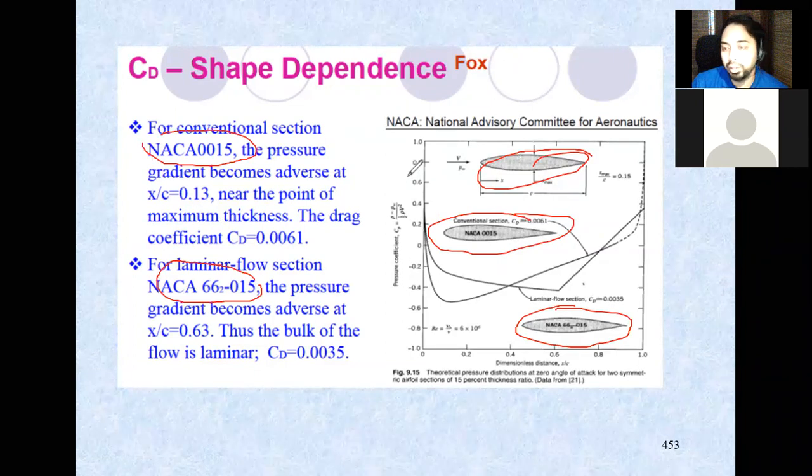So when you design an airfoil, for example, for an airplane or even for a wind turbine, then you can use one of the NACA profiles, and they have the drag coefficient associated with the shape.